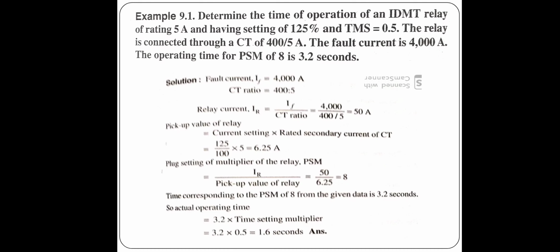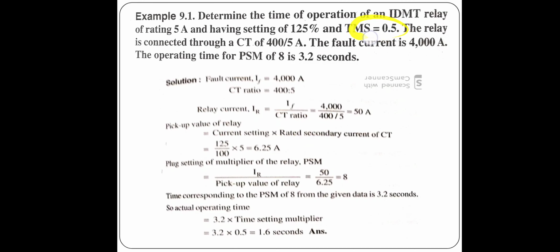For PSM 8, the operating time is given as 3.2 seconds, but this is for TMS 1, and we need to find it at TMS equal to 0.5. So if for PSM 8 the operating time is 3.2 seconds, then for TMS equal to 0.5, the time will be 3.2 into 0.5, which is 1.6 seconds.